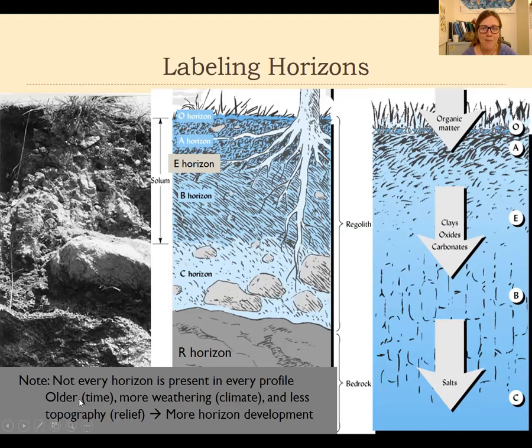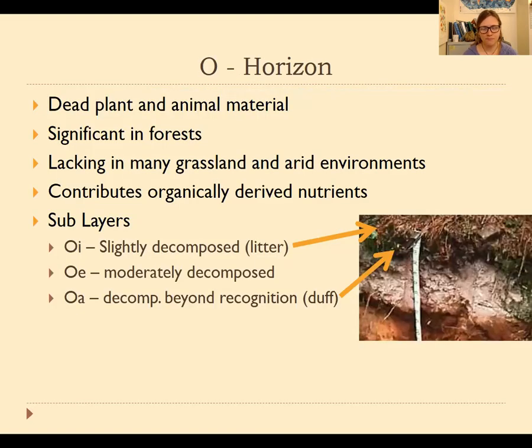More time, more weathering, faster weathering, which might be due to hotter climates or wetter climates, and less topography. If the landscape is more shallow and not as steep, then there won't be as much erosion, so they'll be able to build up more soil quickly. All those things might lead to more soil development, which would lead to deeper and more distinct soil horizons. So I want to go through each of these horizons and talk about some of the characteristics of them in a little bit more detail in the next few slides.